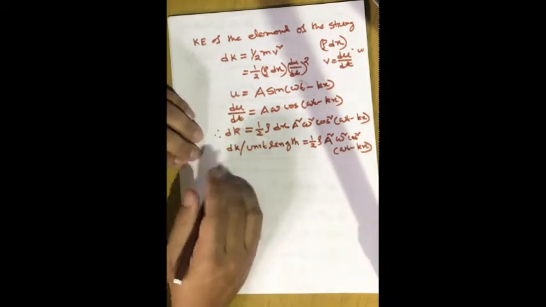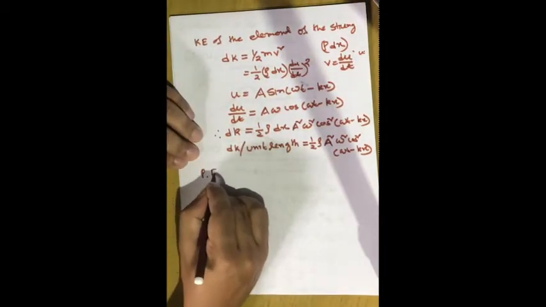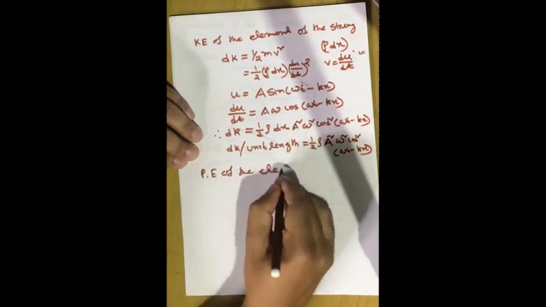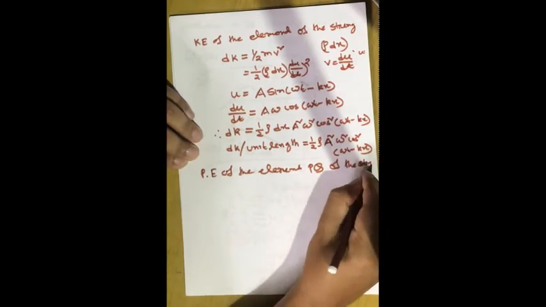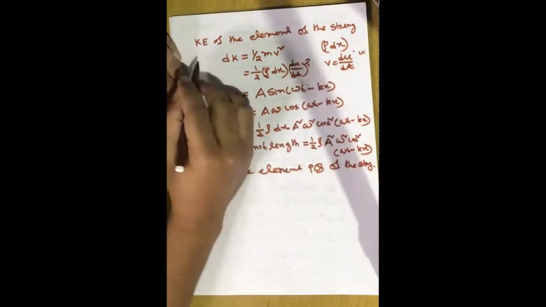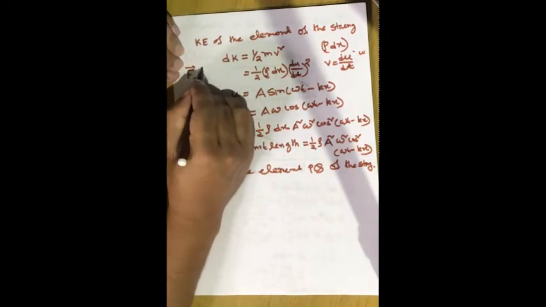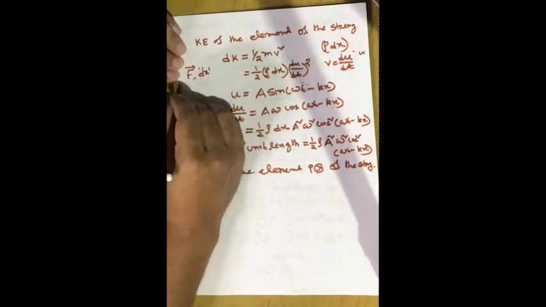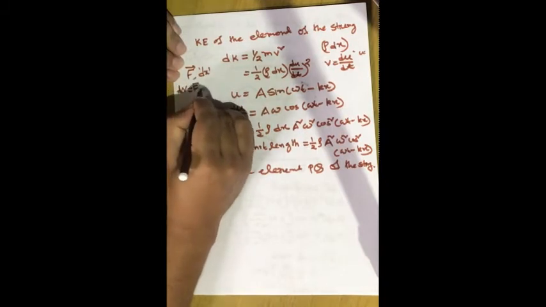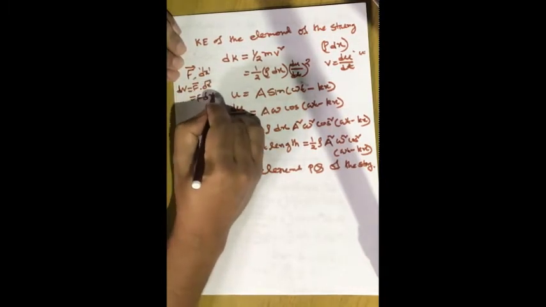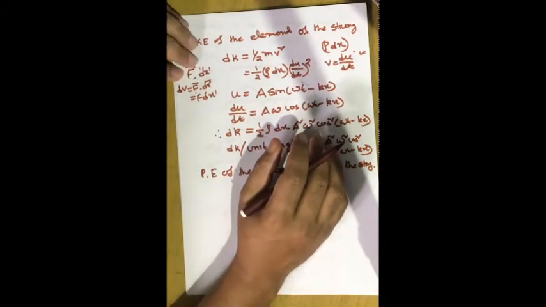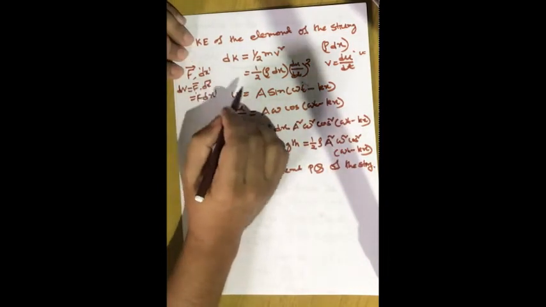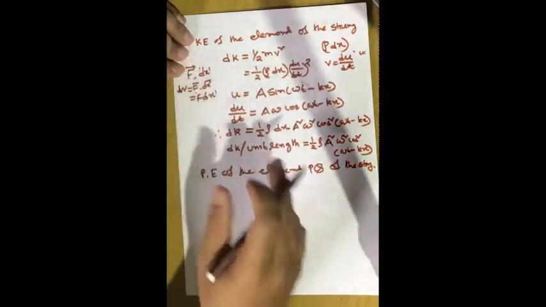Now what we have to find is the potential energy of the element PQ of the string. As you know, the potential energy is nothing but the work done on the system. For example, if there is a force which is responsible for dx displacement of the system, then the work done dW is equal to F dot dx, which is F dx, provided the force and displacement are in the same direction.